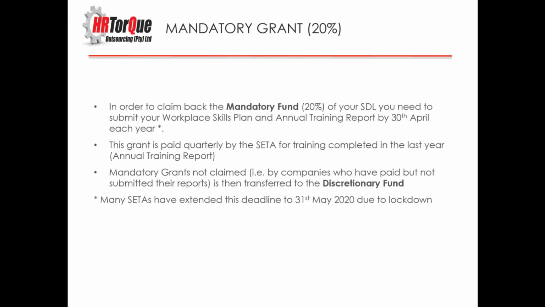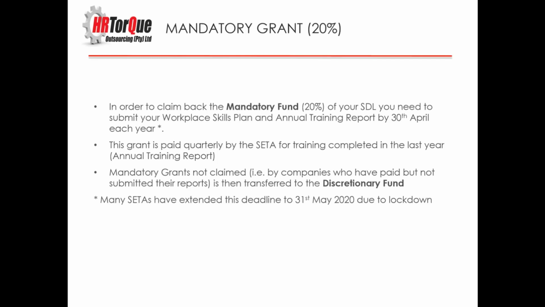And then normally they will allow the extension, but it is important that you check with your SETA exactly that date. So once you've submitted the workplace skills plan and your annual training report, so this was done recently, we've now started receiving correspondence back for the clients that we've done, saying that your workplace skills plan and annual training reports have been approved, or they're querying, so they start to process it.